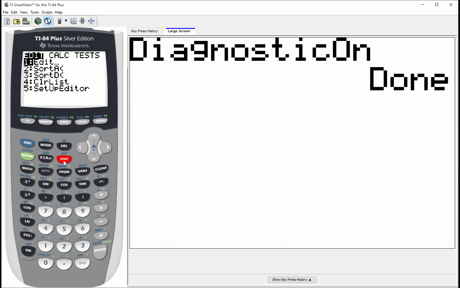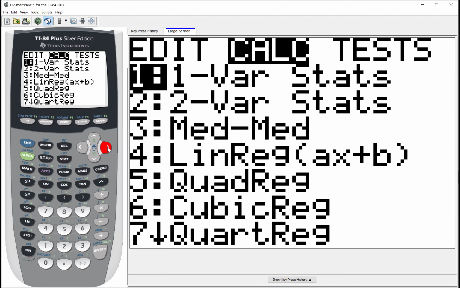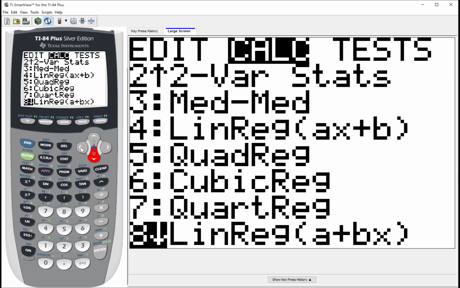So we're going to press stat. You're going to arrow over to calc, and you're going to arrow down to option 8. Option 8 is linear regression, a plus bx. When we get to regression, I'll talk about what a plus bx is. Right now, we're going to choose option 8.